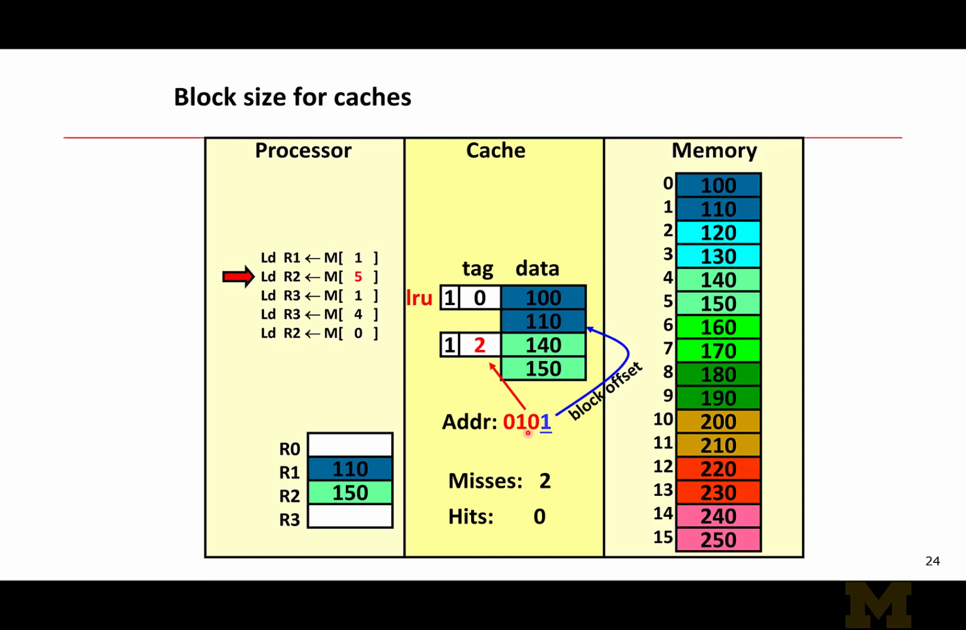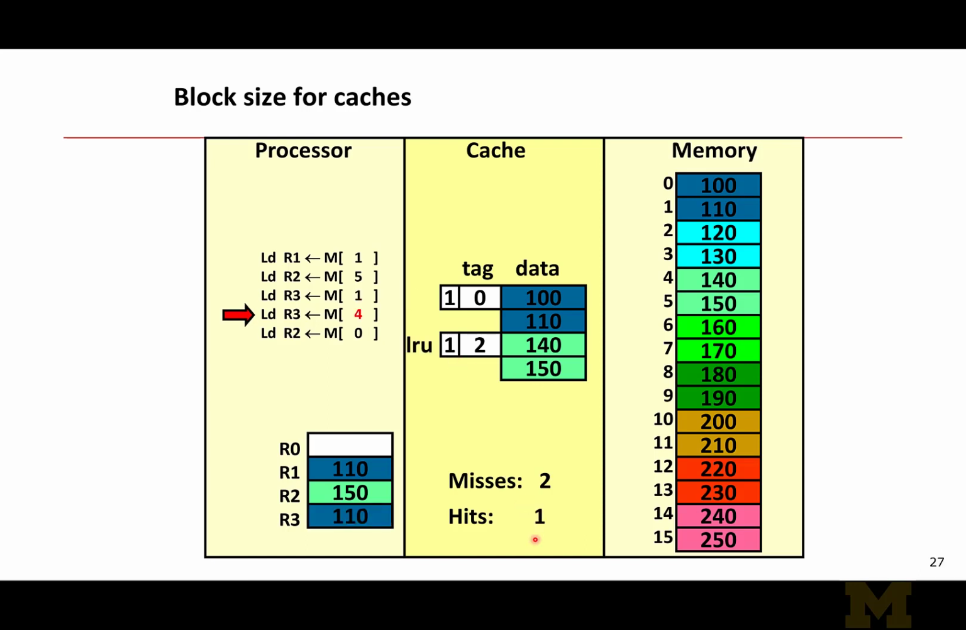The tag is 2, so that's what I'm going to store here, and I'm going to bring the entire block that corresponds to the address, the tag 2, which is address 4 and 5, into my cache, and I return the value 150, which corresponds to the block offset 1 within this block. I set my LRU bit to the previously accessed cache line. So if I go back and access the same address, the only thing that would change is the LRU bit, and I would get my first hit.